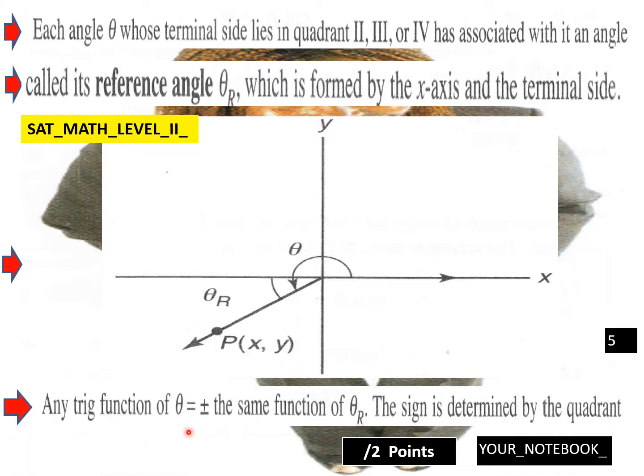Any trig function of theta equals plus or minus the same function of theta reference. The sign is determined by the quadrant in which the terminal side lies. So this quadrant here is quadrant 3. So you have negative x's here and then negative y's here as well. This would be a negative y and this would be a negative x, so it'll be positive. So the sign is determined by the quadrant in which the terminal side lies. For the trig function of theta here, you'd have a negative x and negative y, so it'll be positive in quadrant 3.